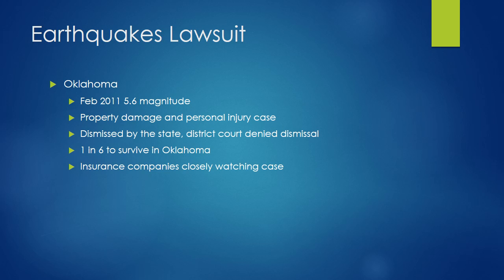On February 13th, 2011, in Prague, Oklahoma, a 5.6 magnitude earthquake trembled through the town. This event caused property damage and personal injury to Sandra Laudra. Sandra then sued Spice Oil Company and New Dominion Energy, claiming injury and loss due to the hydraulic fracturing operations. While the case was dismissed by the state, a district court denied the motion for dismissal, and it is now pending. This case is one of only 6 in Oklahoma to survive, with more than 40 lawsuits across the United States being settled quietly or dismissed.